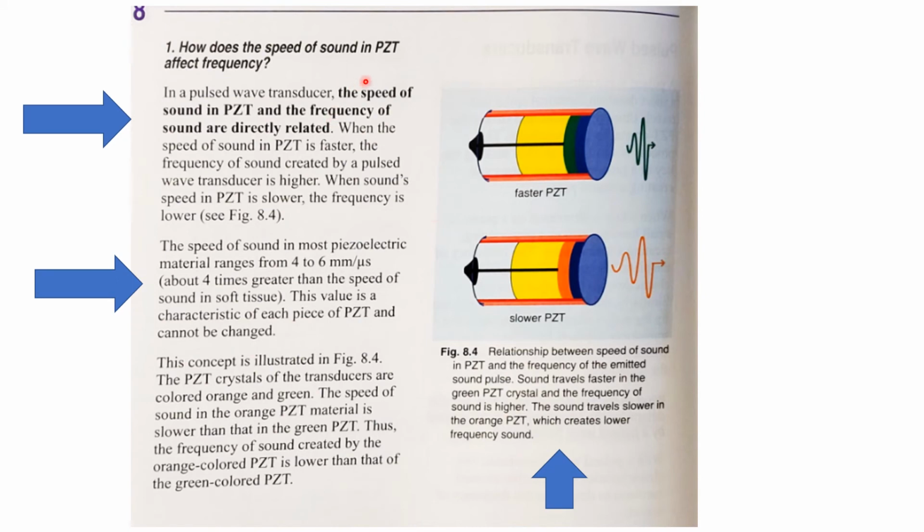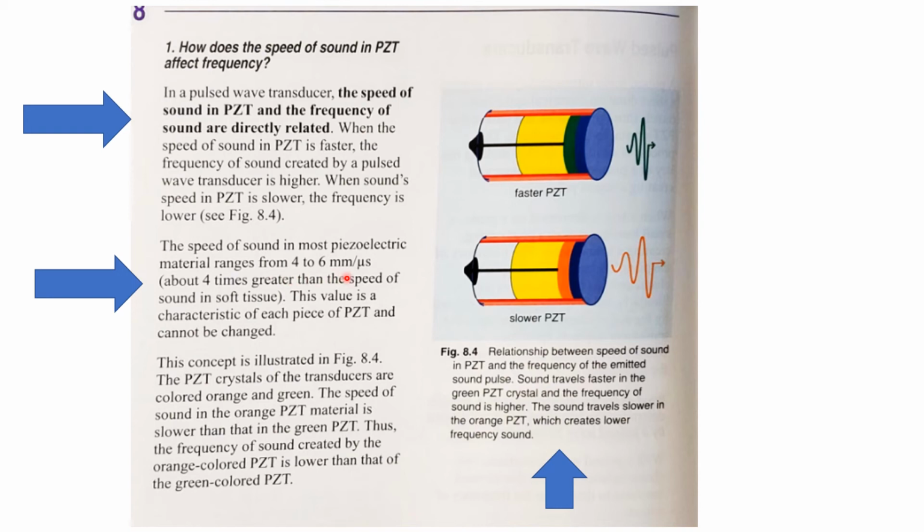So how does the speed of sound in the PZT affect frequency? Well, the speed of the sound in PZT, which is a solid, and the frequencies of sound are directly related. So the higher you make the speed here, the higher the frequency you're sending. Now the speed of sound in most of these ranges, again, they are higher.